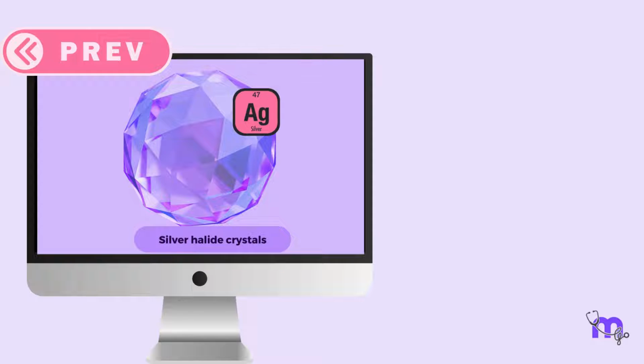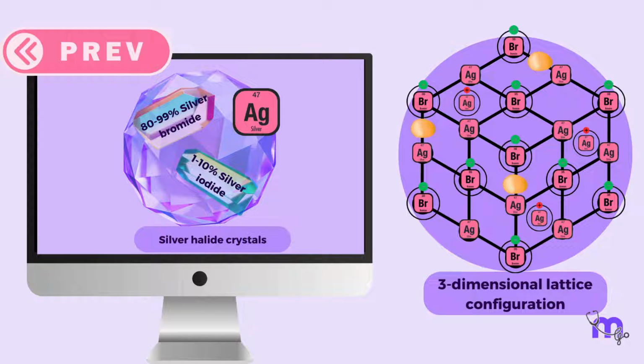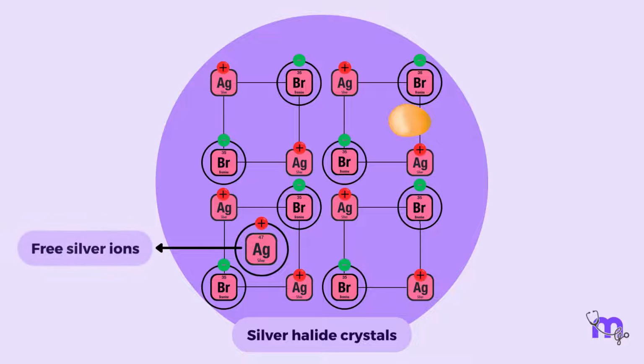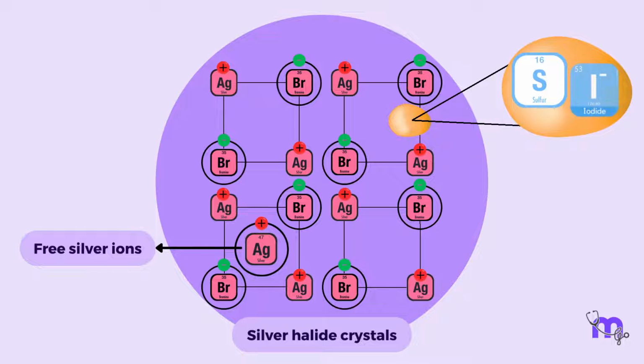Now, in the previous video, we learned that an X-ray film consists of multiple silver halide crystals, each consisting of silver bromide arranged in a three-dimensional lattice configuration. These silver halide crystals contain a few positively charged free silver ions, or interstitial silver ions, between the lattice atoms. Trace amounts of sulfur compounds and iodide present in the crystals create multiple sites sensitive to radiation called sensitivity sites.